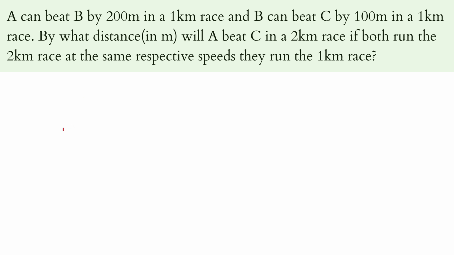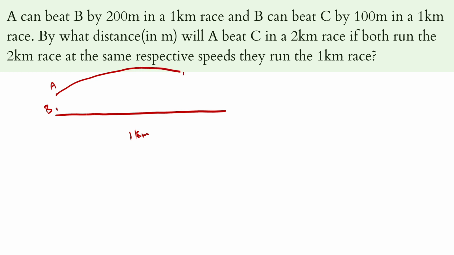Please remember this, time is always constant. Now let's solve this. This is a track. Now A and B start here. A starts from here and B starts from here, right? Same point. Now what's the question? The question says that A can beat B by 200 meters in a 1 kilometer race. If we assume the track to be 1 kilometer, A beats B by 200 meters. So if A is here, right? If A completes 1000 meters, that is 1 kilometer, B must have 800 meters, right? So B must be here, A must be here, and the distance between these two is 200 meters.